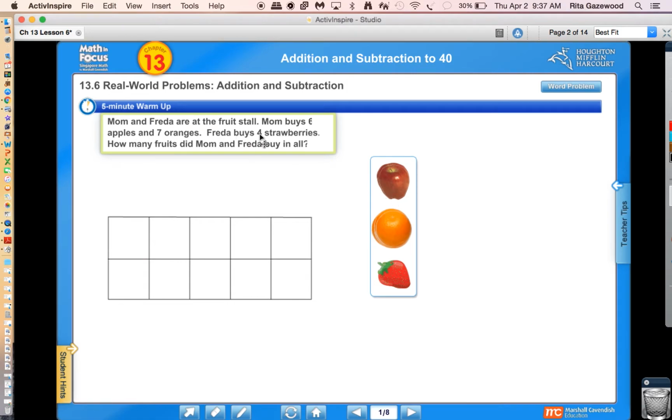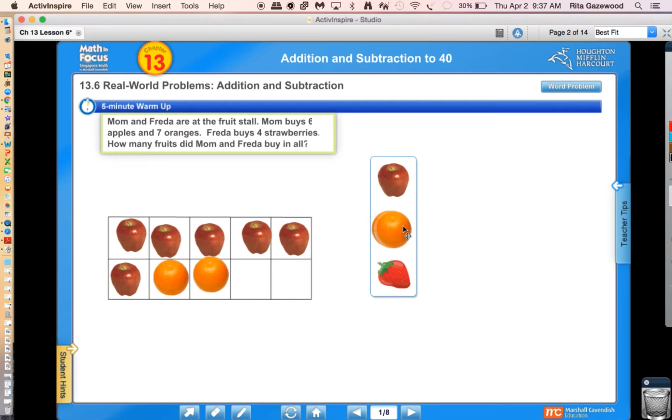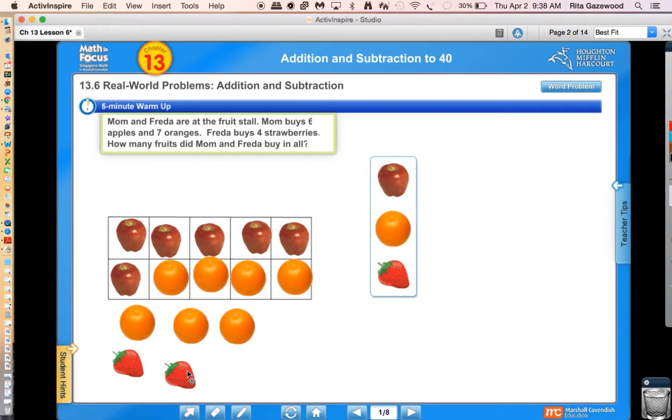So let's begin with what Mom bought. Mom buys 6 apples and 7 oranges. I'm going to use my 10 frame to help me organize my numbers. 6 apples. 1, 2, 3, 4, 5, 6, and 7 oranges. 1, 2, 3, 4, 5, 6, 7. Frida buys 4 strawberries. 1, 2, 3, 4. Now let's write our problem as an equation.